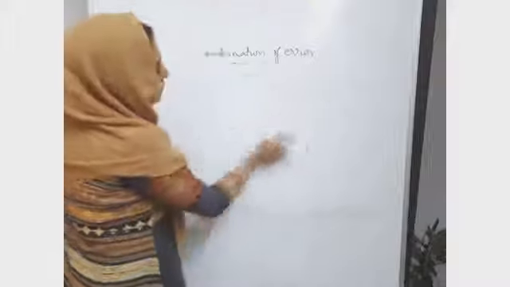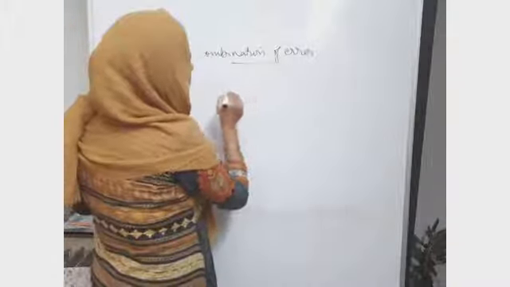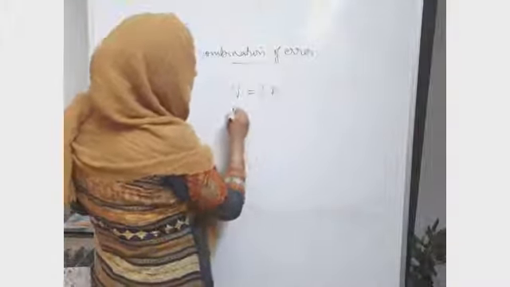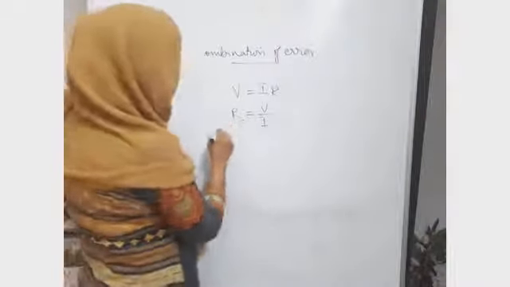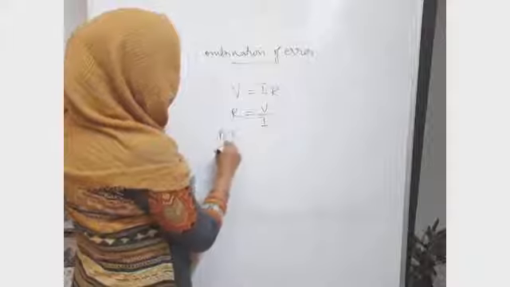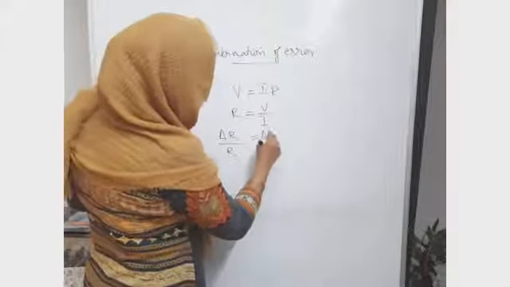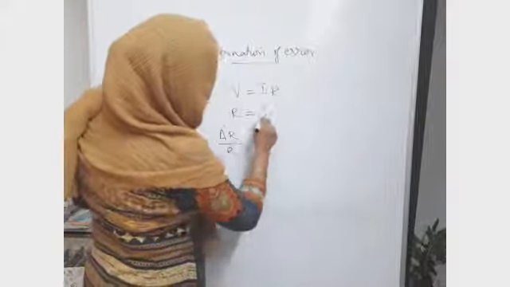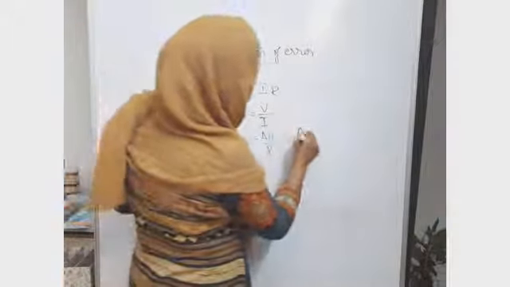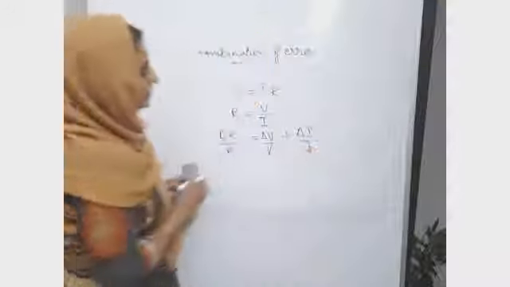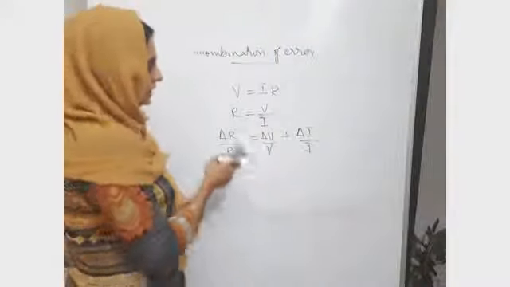Okay. So for an example of division, you can consider V is equal to I into R, or R is equal to V by I. Suppose you want to find out the error in resistance, then it is the relative error. Delta R by R is equal to delta V by V plus delta I by I. Even if it is multiplication or division, it is the sum of the relative errors. You can apply it in any case.